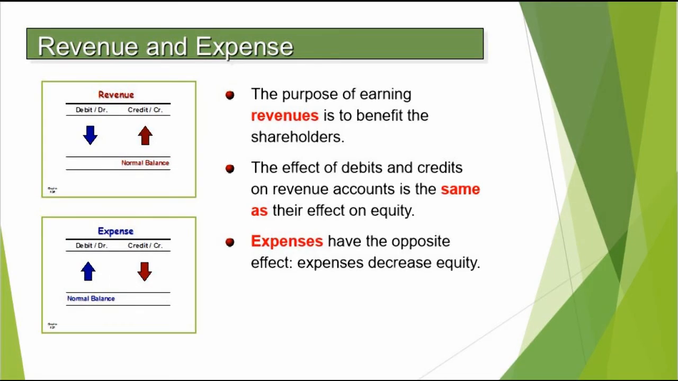Credits will increase revenue accounts and debit will decrease the revenue accounts. Therefore, the effect of debits and credits on revenue accounts is the same as their effect on equity. Credits to revenue accounts should exceed debit. Debits to expense accounts should exceed credits. Thus, revenue accounts normally show a credit balance and expense accounts normally show a debit balance.